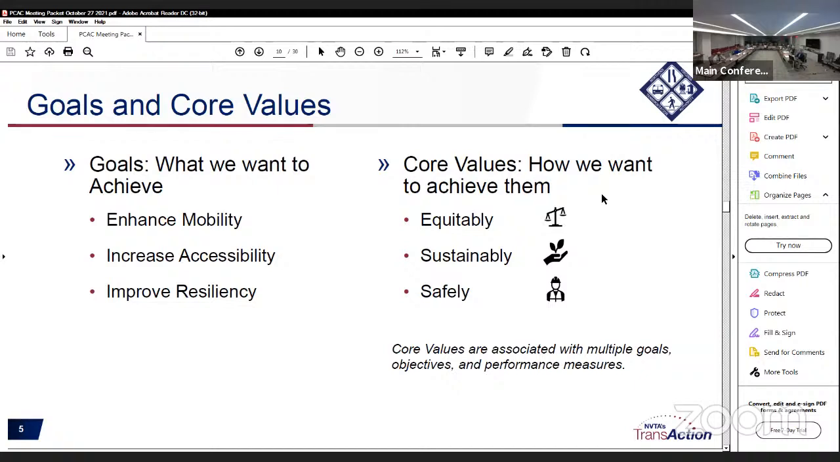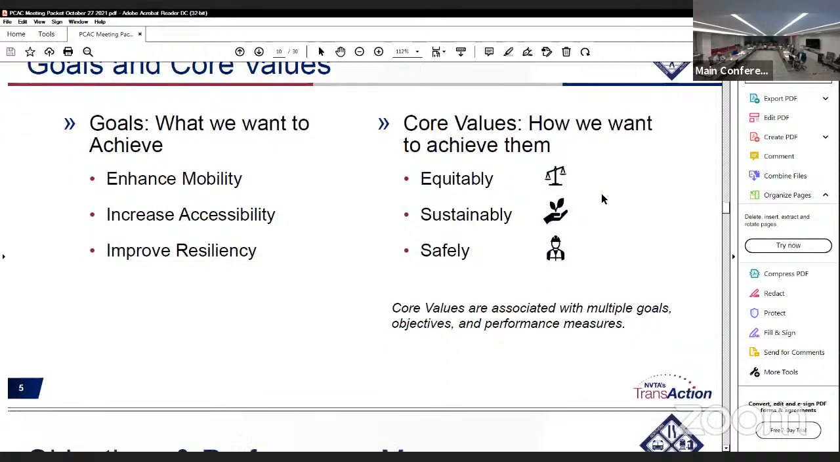And so, goals are interconnected. We know that some strategies that help achieve mobility also help with accessibility and resiliency. So there's a lot of overlap, but I think that concept of goals being what we want to achieve and core values being how we achieve them is one that we're going to talk about. The core values are associated with multiple goals also, and you'll see as we get a little further into this how they align with some of the measures that we're talking about.